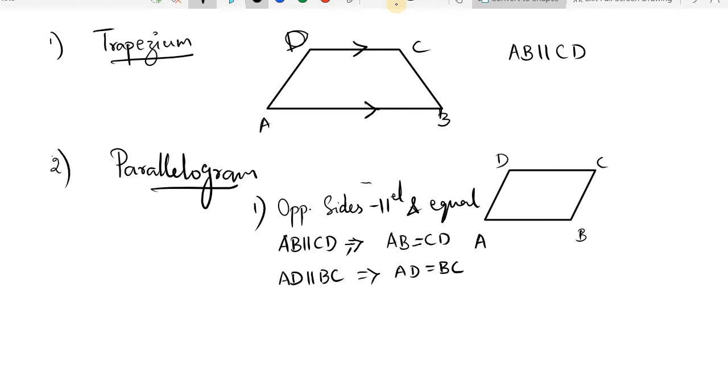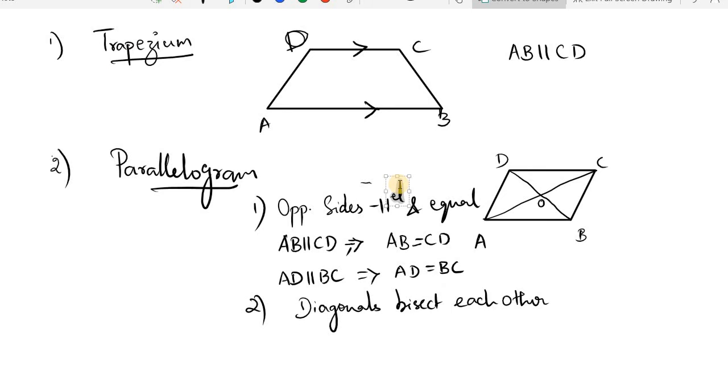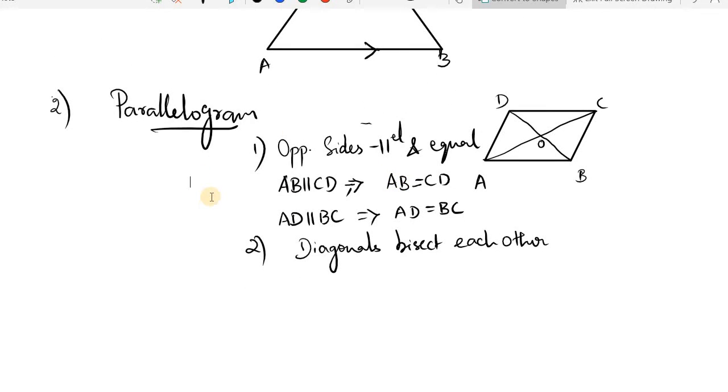And one more thing that you need to understand is, suppose I were to draw these diagonals over here, I have the diagonals AC and BD. So the diagonals bisect each other. What is the meaning of the word bisect? It means dividing equally into two parts. It is not just dividing, it is dividing into two equal parts.